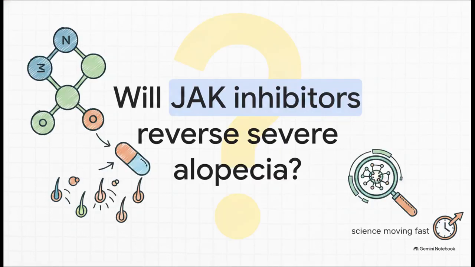Which leaves us looking squarely at the future. Recent evidence heavily points to the JAK pathway in the pathogenesis of these autoimmune attacks. As our understanding of this biology deepens, it leaves us with a massive question. With the highly unpredictable nature of autoimmune hair loss, will these emerging, highly targeted JAK inhibitors become the ultimate key to completely reversing severe, chronic alopecia? It's a cutting-edge frontier in dermatology, and the science is moving incredibly fast.